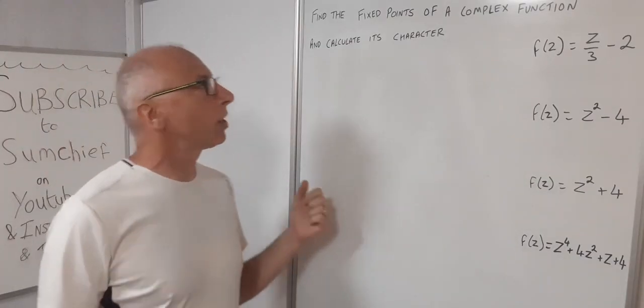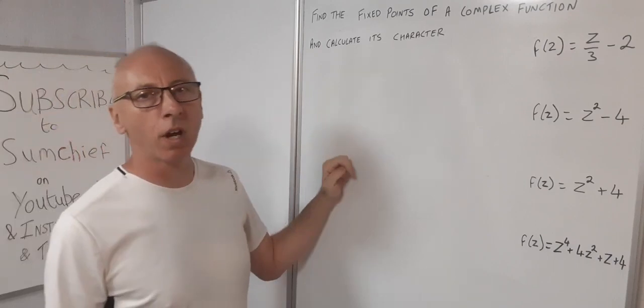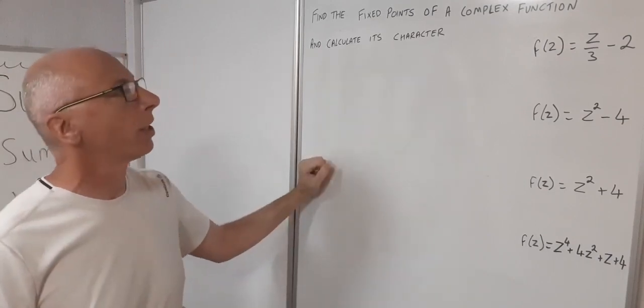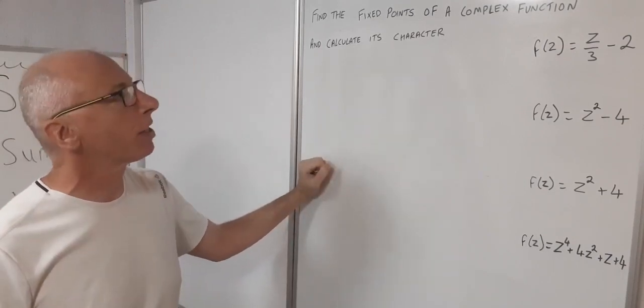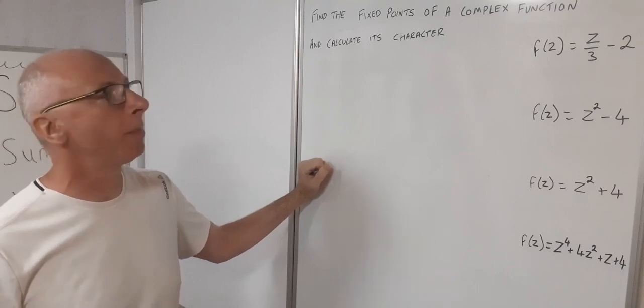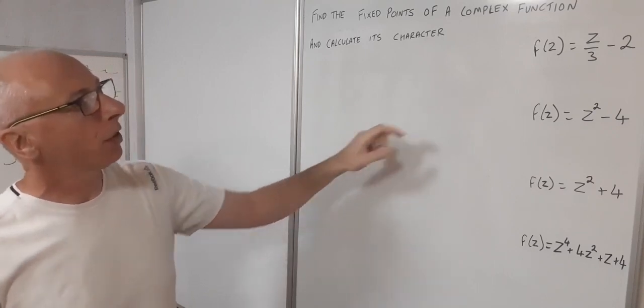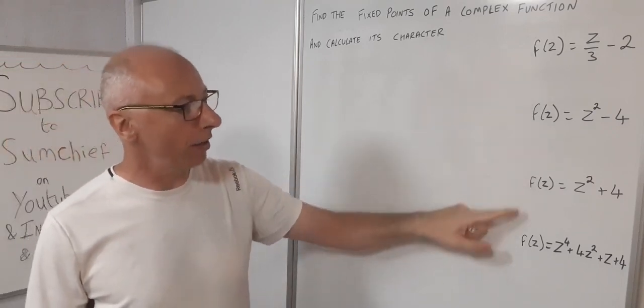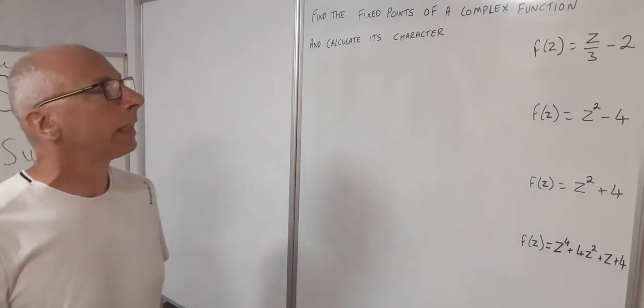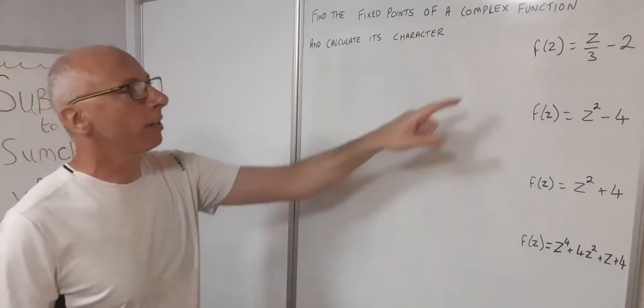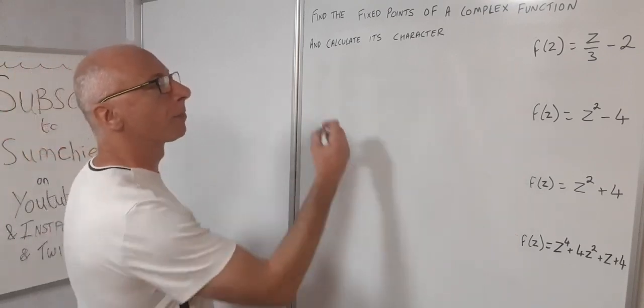Okay, so we've got a question here. We need to find the fixed points of a complex function, and then we're going to find out the characteristics of those points when we've found them. And the functions we're going to try and find are these four here. So let's get straight into the first one and see where we go.